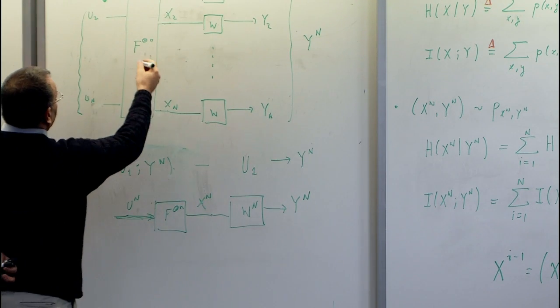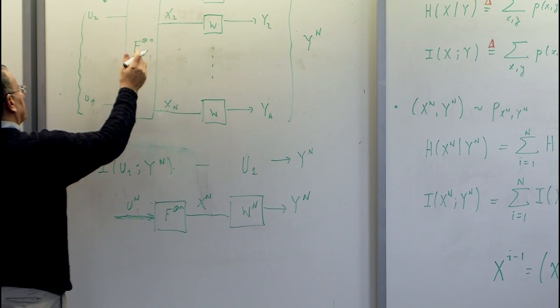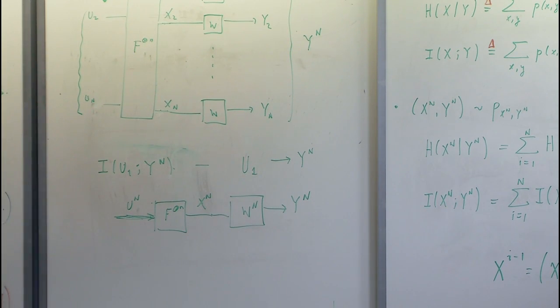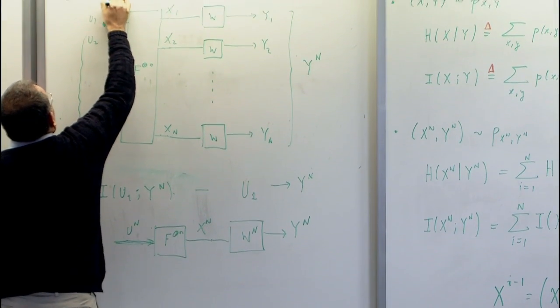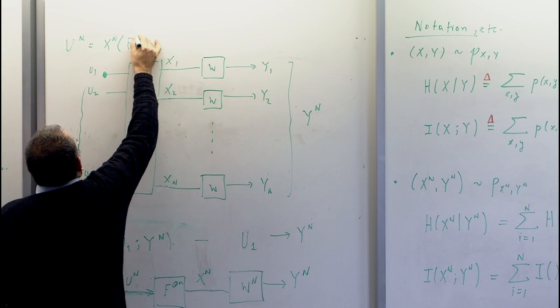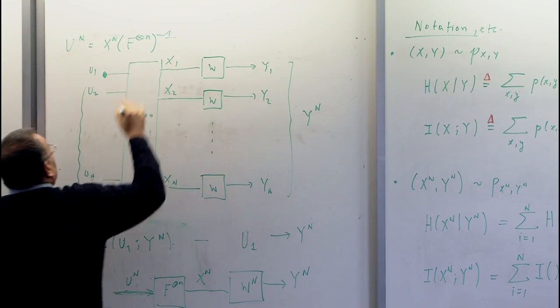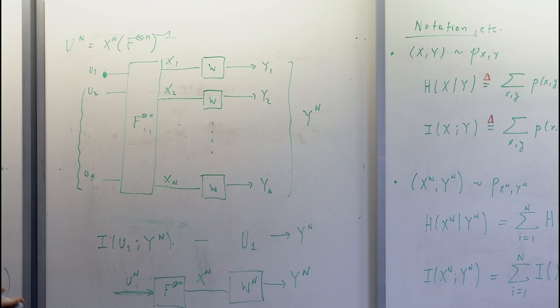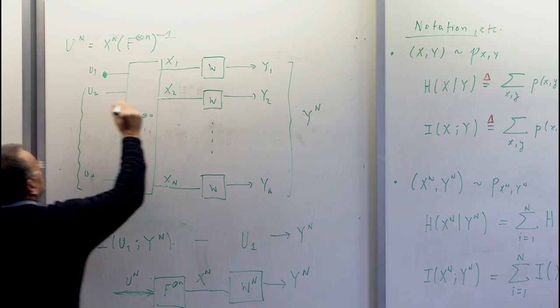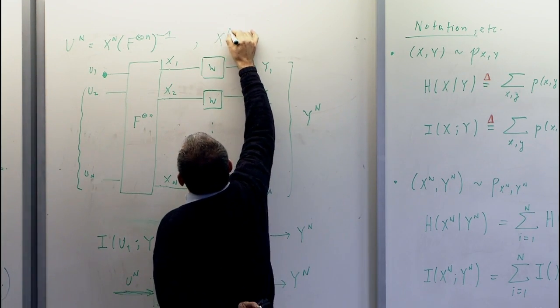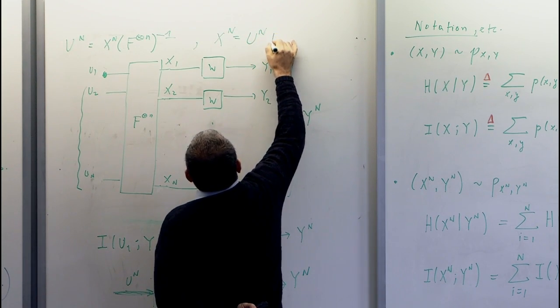If this transformation was not itself its inverse, I would have written here a different equation, of course. I would have written U^N as X^N times the inverse. Maybe I should anyway, because in applying coding, I will begin with this one, and I will generate the codeword using this equation.